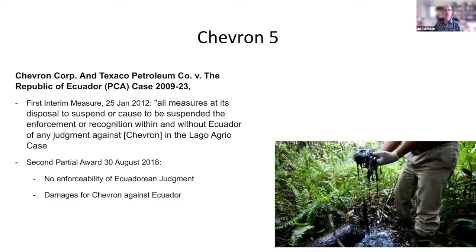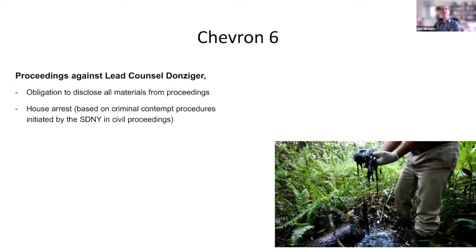But of course, plaintiffs themselves put this on film, and that was proof enough for the Southern District in New York against the enforceability to say there was fraud. It is enough for the Permanent Court of Arbitration. And it's indeed enough here in Chevron 6 to actually go after the plaintiff's lawyer himself, quite unheard of.